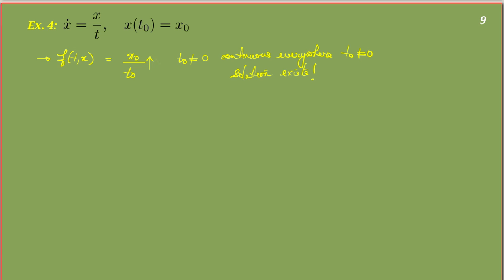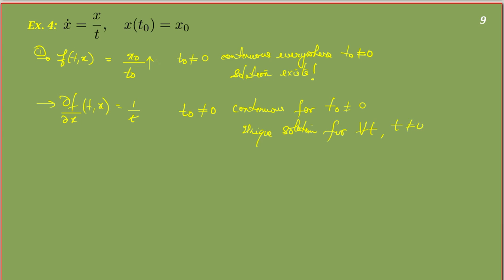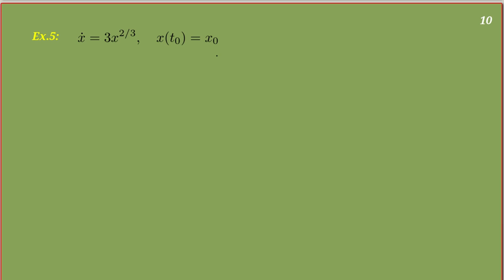The next condition is dou f by dou x for t comma x. What is dou f by dou x? It is 1 by t. So this also is continuous for t0 not equal to 0. For this case also, we can say that the function is continuous for t0 not equal to 0, so we have a unique solution here for all t not equal to 0. So this is about the existence and uniqueness for this equation. We will go to the next part.